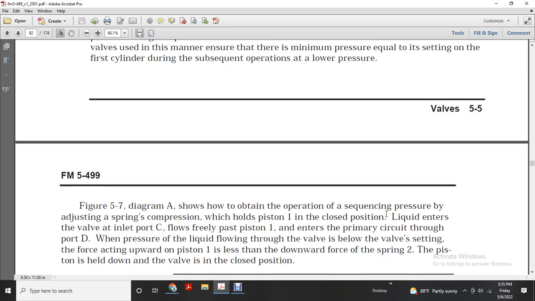Figure 5-7, diagram A, shows how to retain the operation sequence pressure by adjusting the spring compression. With piston 1 closed, the liquid enters the valve at inlet port C and flows freely into the primary circuit through port D. The pressure of the liquid flowing through the valve begins the valve setting. The force acting upward on the piston is less than the downward force of spring 2, so the piston is held down and the valve is in the closed position.